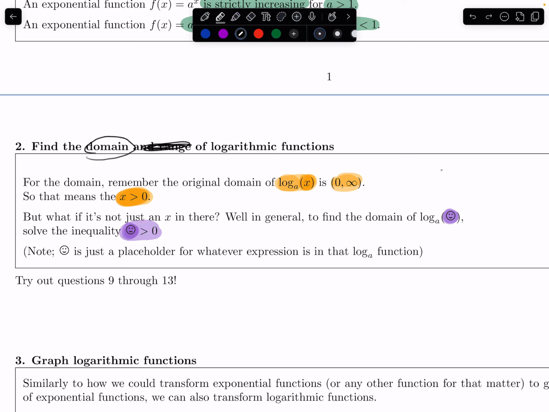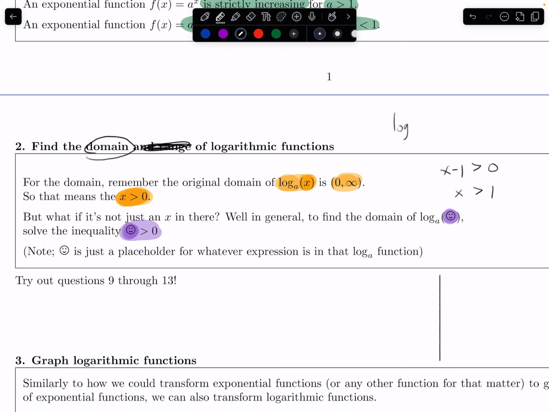So let me give you a simple example. What if it's x minus 1 in there? Right? What if that smiley face is x minus 1? Well, you're solving the inequality x minus 1 is bigger than 0. That means x must be bigger than 1. Now, what does that mean though? What does minus 1 mean?